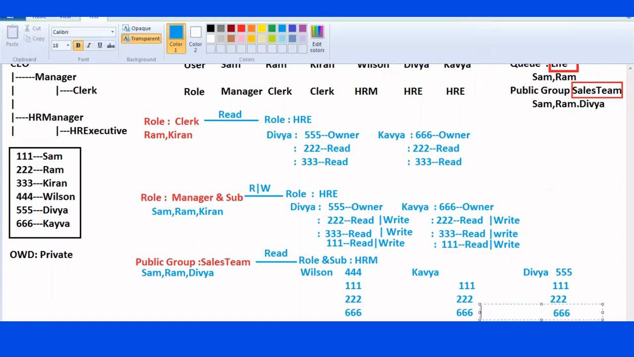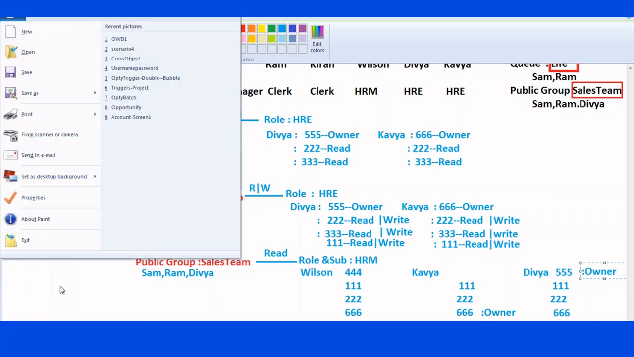So on 666, why was she able to see? Because she was the owner. 555, because she was able. On other records, what are you getting? You are getting permission of read. People have followed this. Now, people have followed records which are owned by the.